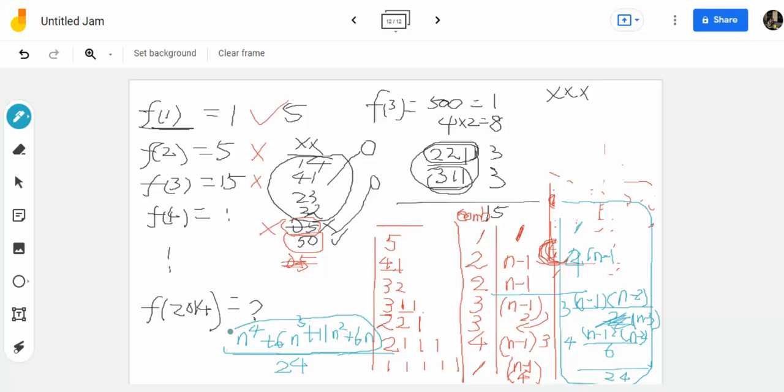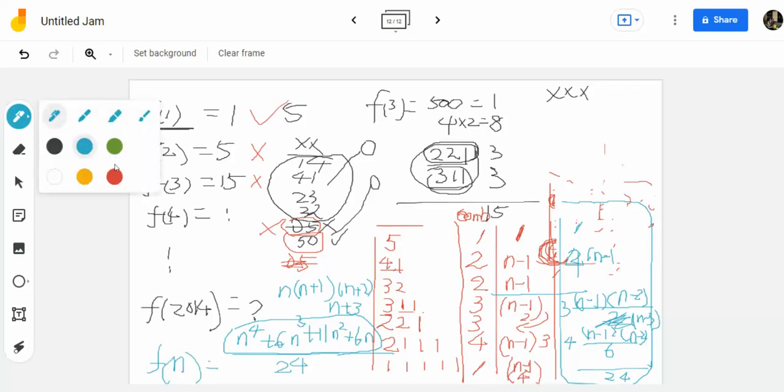And this one you have to realize. Also this one you have to realize. That was tricky. And this one you have to realize looks like n plus 1, n plus 2, n plus 3. Okay? So the final answer Fn is supposed to be n plus 1, n plus 2, n plus 3 divided by 24.